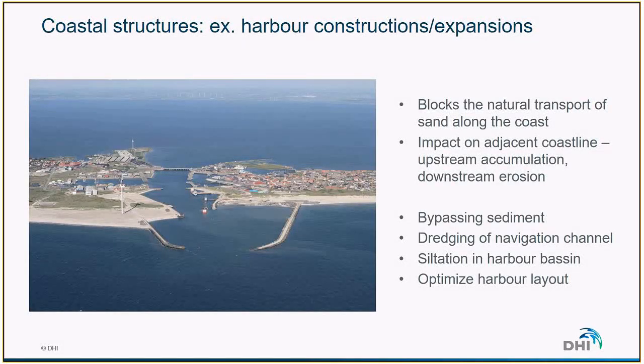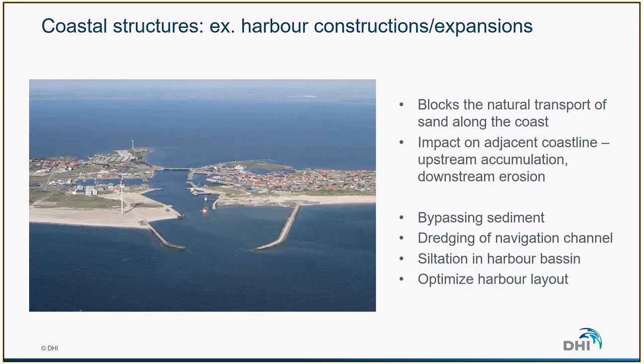So the coastal structure will typically block the natural transport of sand along the coast. And this will have an impact on the adjacent shorelines. So upstream we'll have accumulation and downstream we will have erosion. If the coast is long and straight, accretion and erosion will continue until the sediment can pass the structure, which may lead to a potential need for maintenance of the navigation channel.